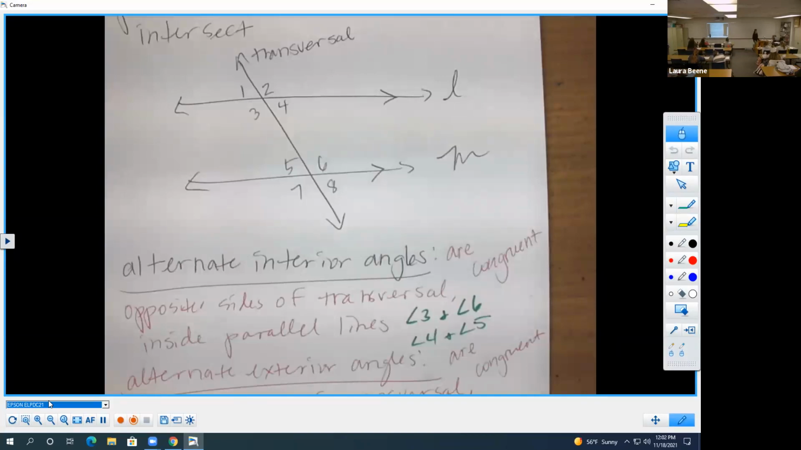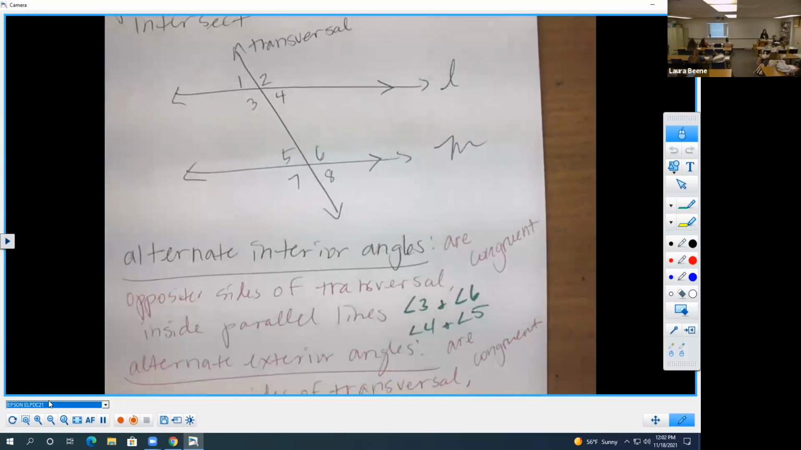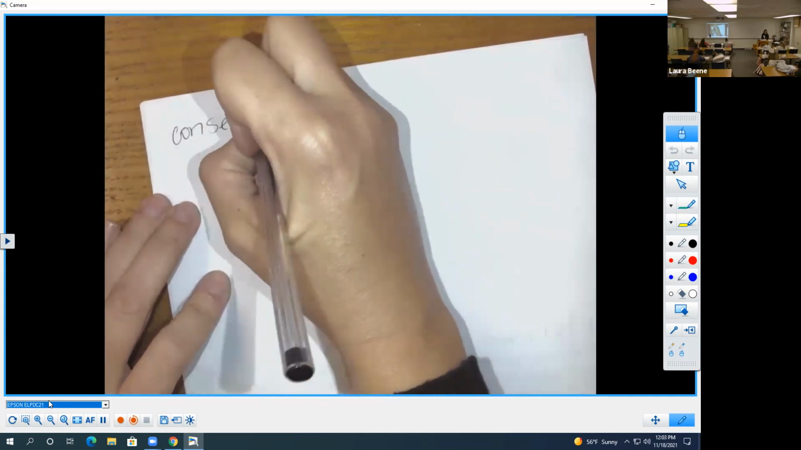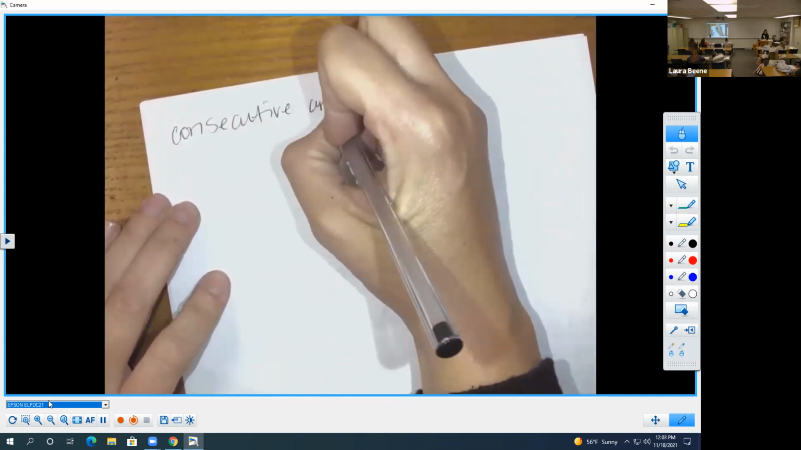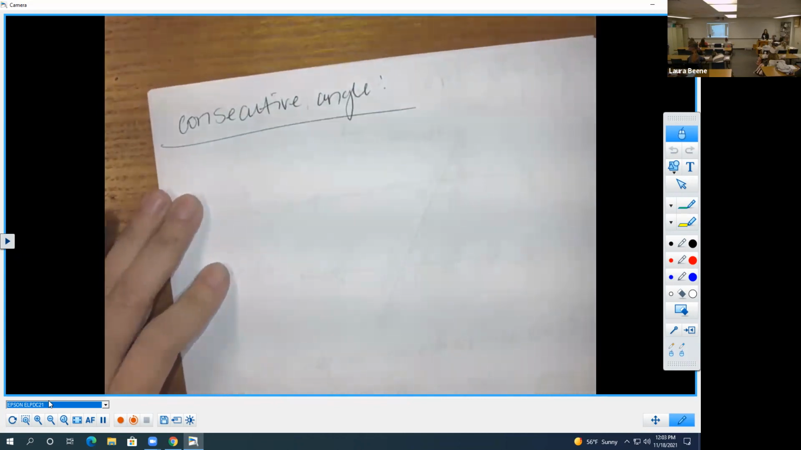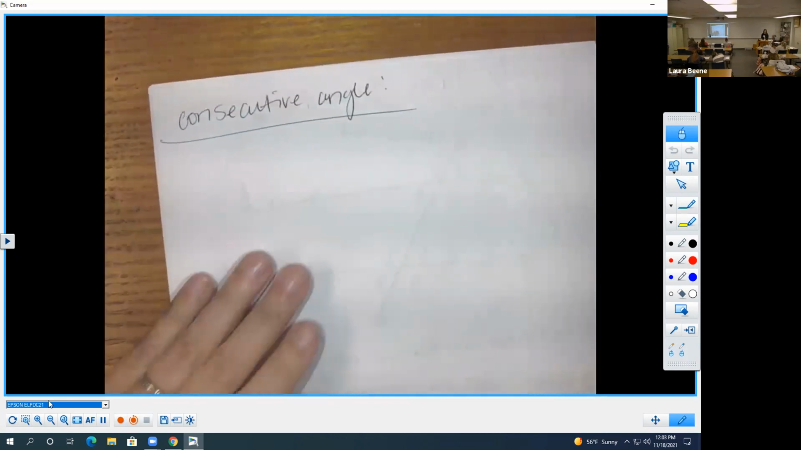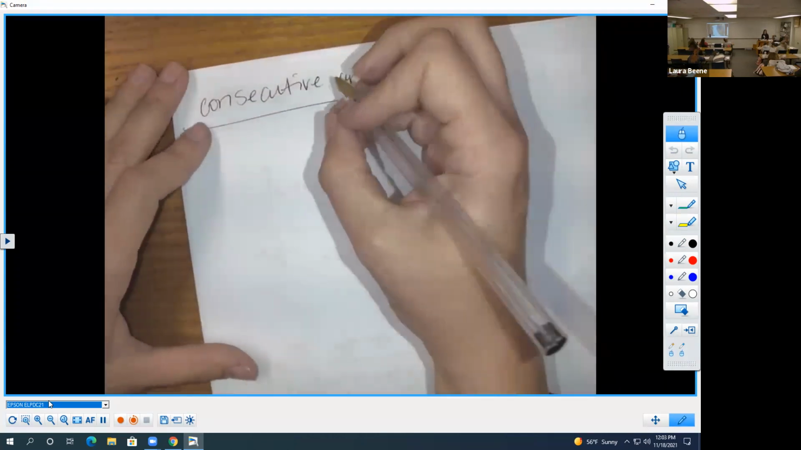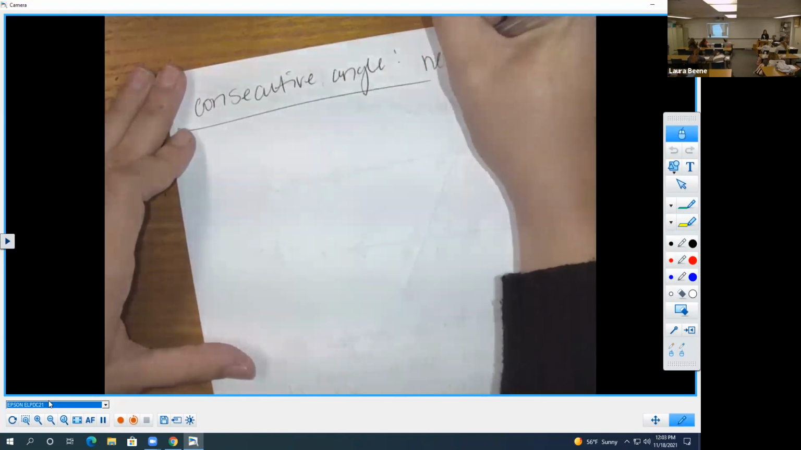The last one is consecutive angles. So consecutive angles are angles that are right next to each other that aren't a linear pair. Let me see if I have an actual definition of that. Consecutive angle pair: in the interior on the same side of the transversal. That's a lot to remember. So let's say next to each other.